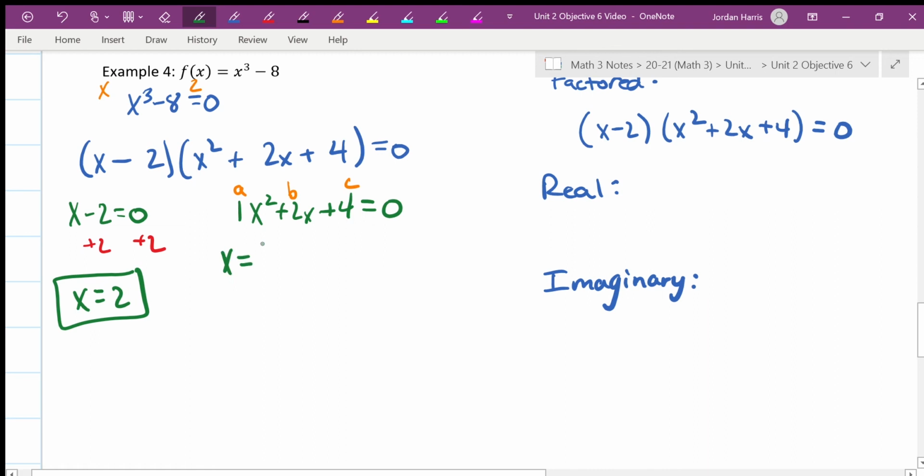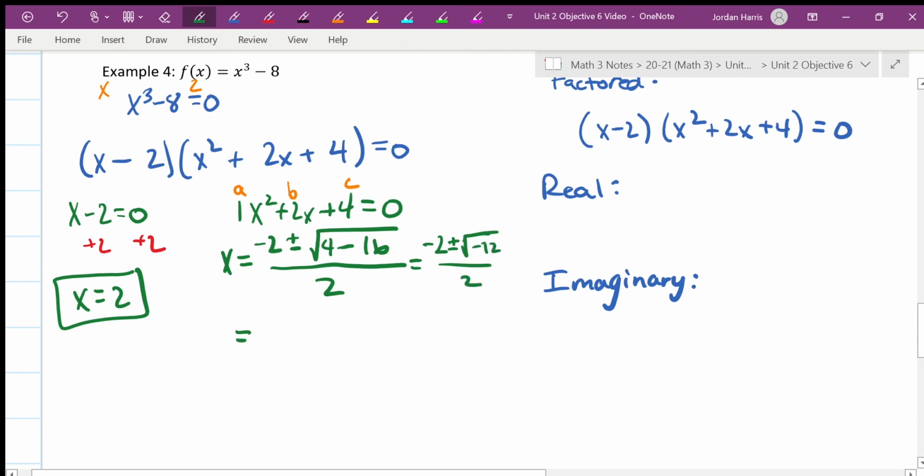So x equals the opposite of b plus or minus the square root of b squared minus 4 times a times c. 4 times 1 times 4 is 16, all over 2 times a. There we have it. So it's negative 2 plus or minus the square root of 4 minus 16 is, oh, sorry, that's wrong. Negative 12, that's important, because that signifies that these are going to be imaginary, over 2.